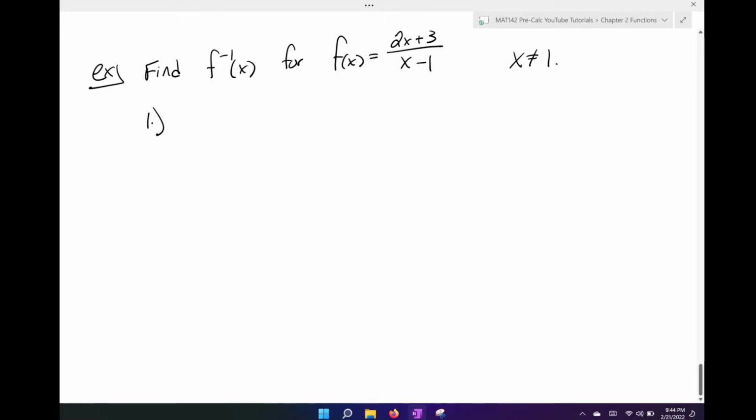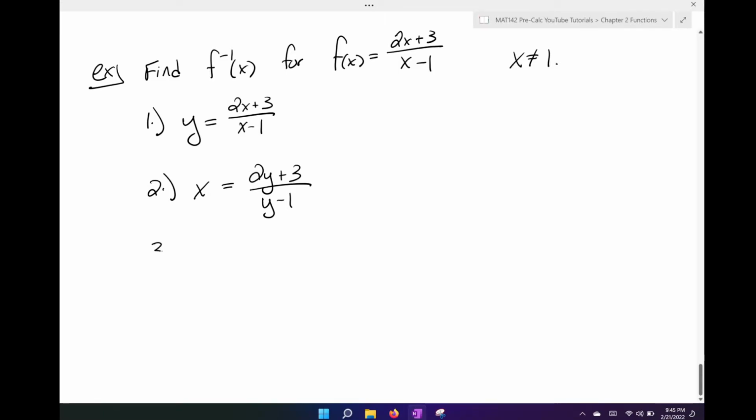Step one, y equals (2x + 3)/(x - 1). All right. Now, step two, what we're going to do is replace the x's with y's. So I get x equals (2y + 3)/(y - 1). Now, like I said, we just got to be clever on how we do this.